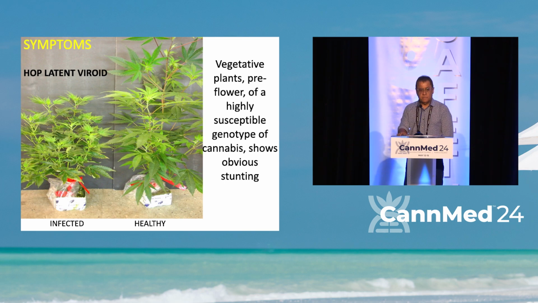So I'm going to start out with some symptomology pictures just to indicate what this viroid actually does to cannabis plants. So these are obviously high THC lines. And what you see here on the left is the first symptomology that you would encounter in a vegetative plant that is affected by hop latent viroid. And as you can see, the stunting, the shorter internodes, in some cases, the leaves are slightly darker green than the healthy plant that's over on the right. So this would be in highly susceptible genotypes. You don't necessarily see those symptoms in every cannabis variety or strain that's grown.